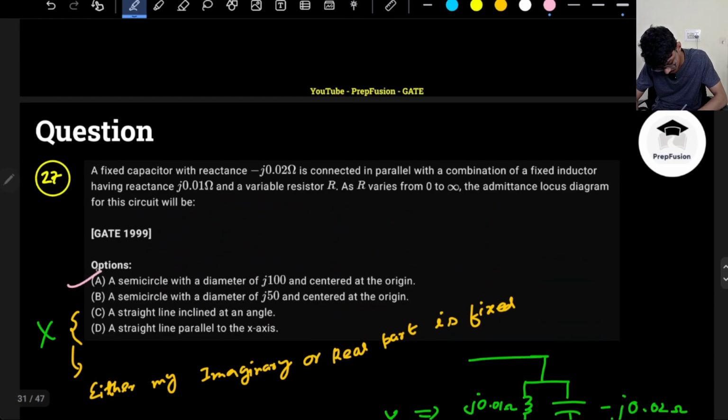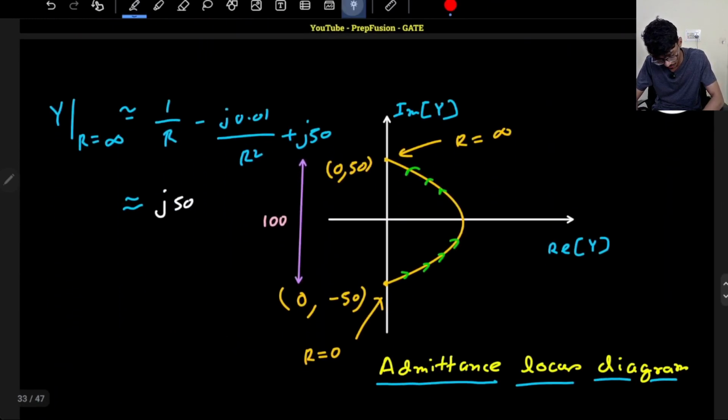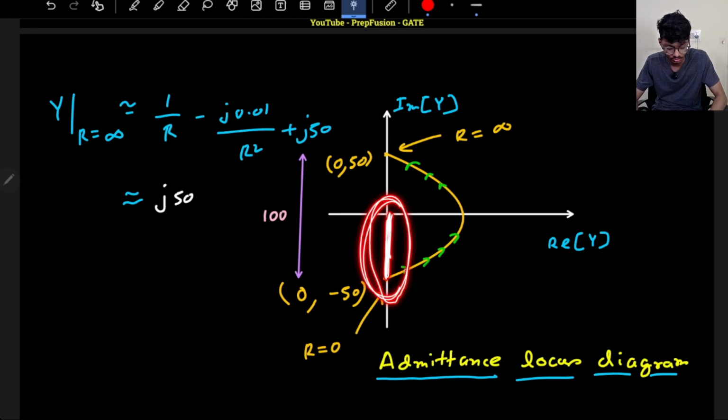Option A is correct. Now the diameter cannot be j50 because I have to connect these two points. If I connect these two points and this is a semicircle, it cannot be j50, because j50 is only this much distance. So it is the radius, it is not the diameter.